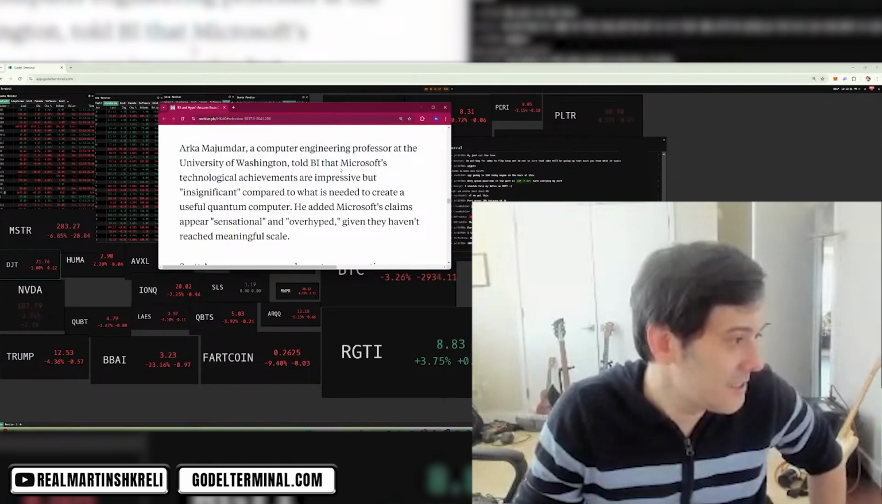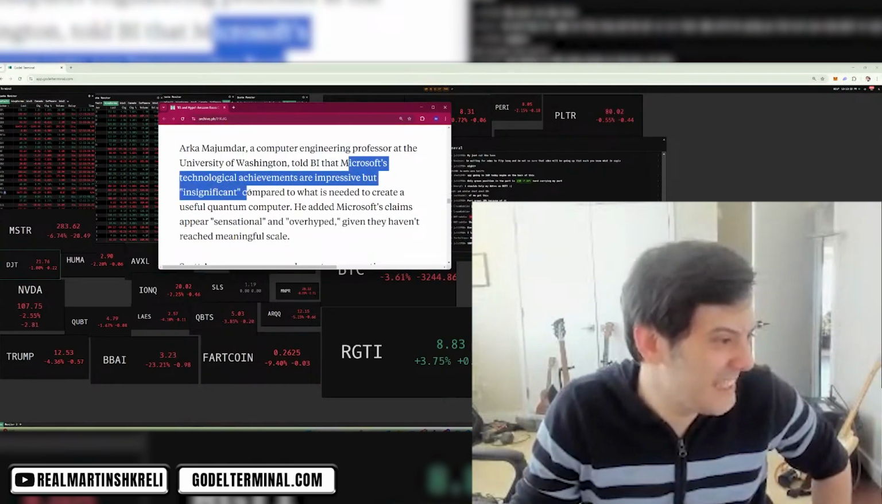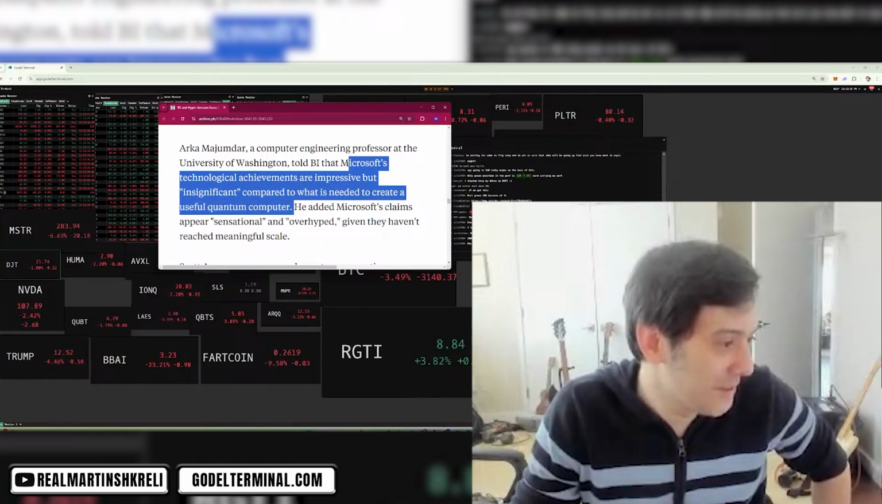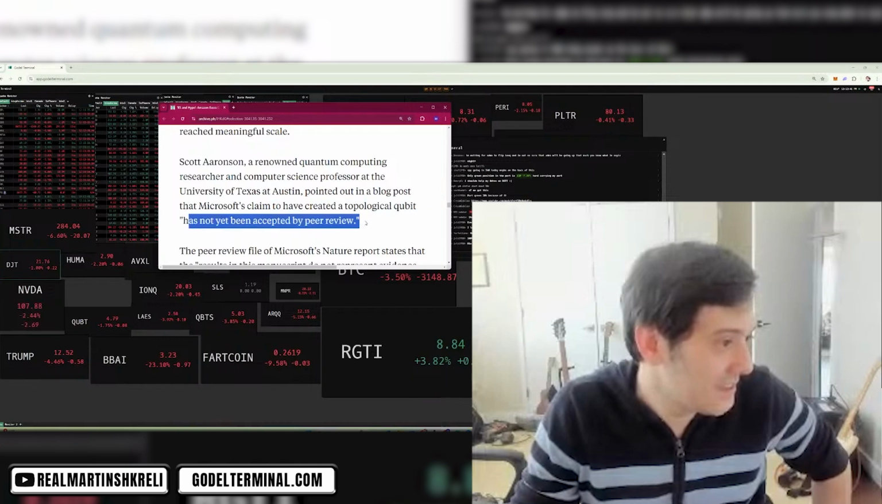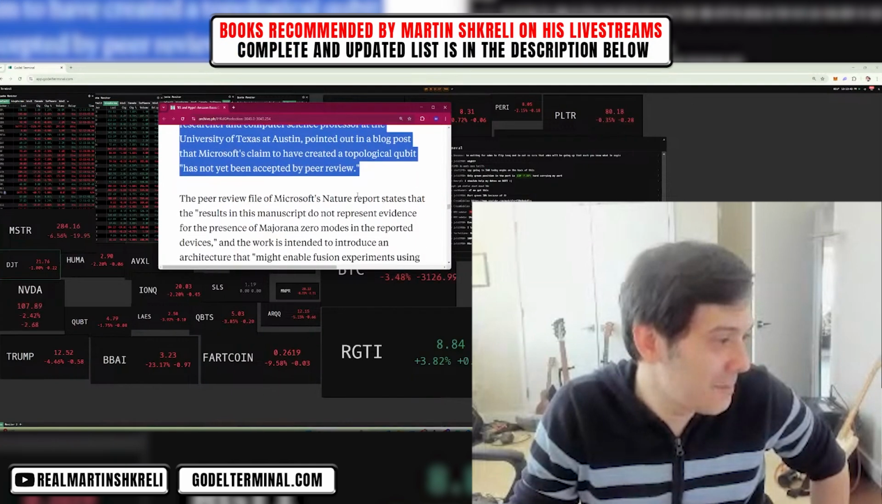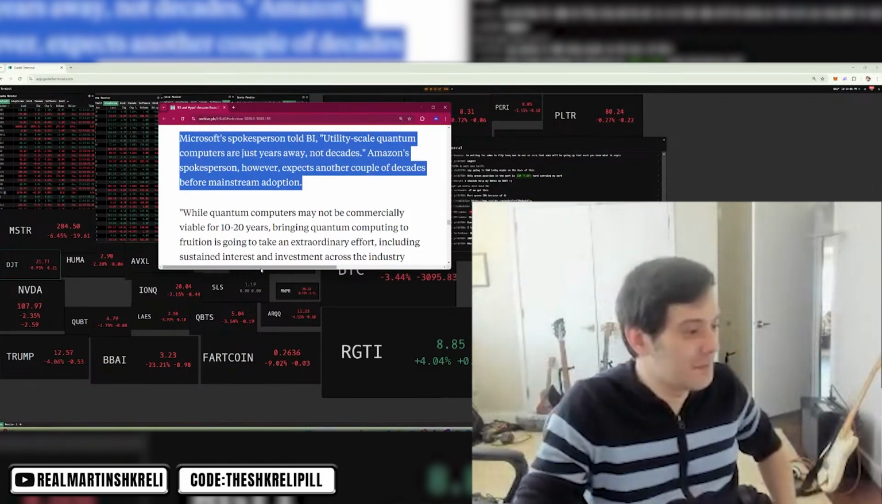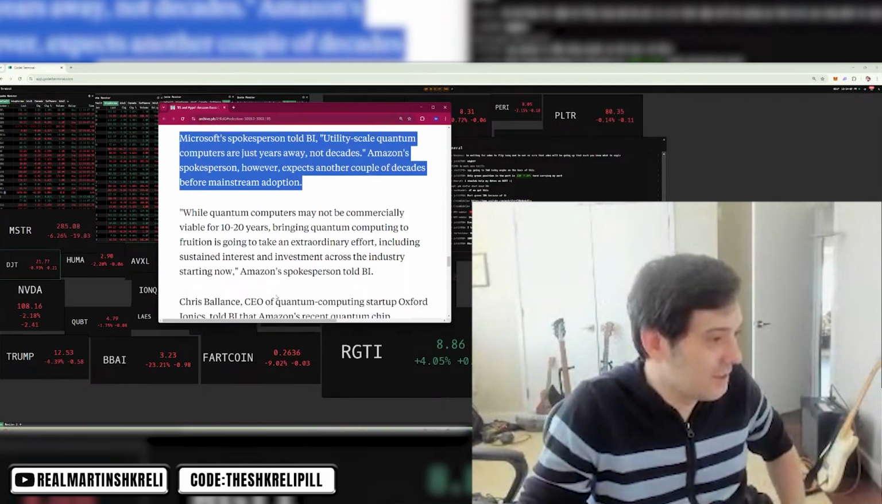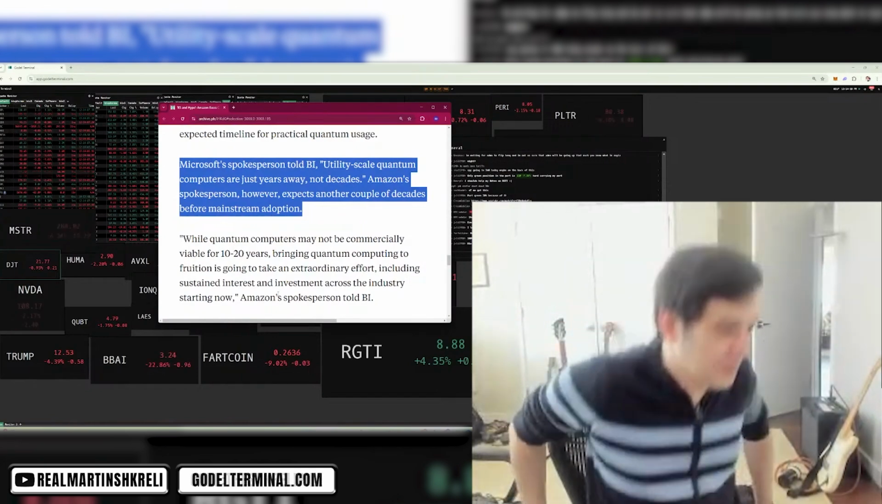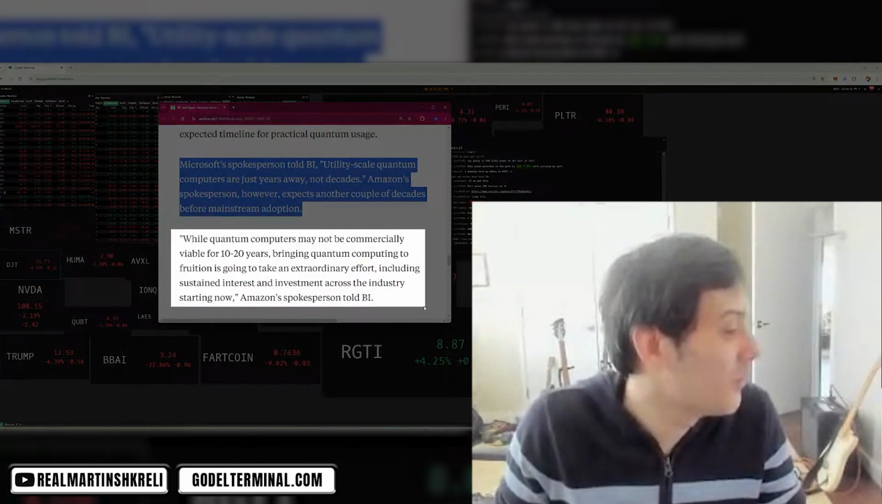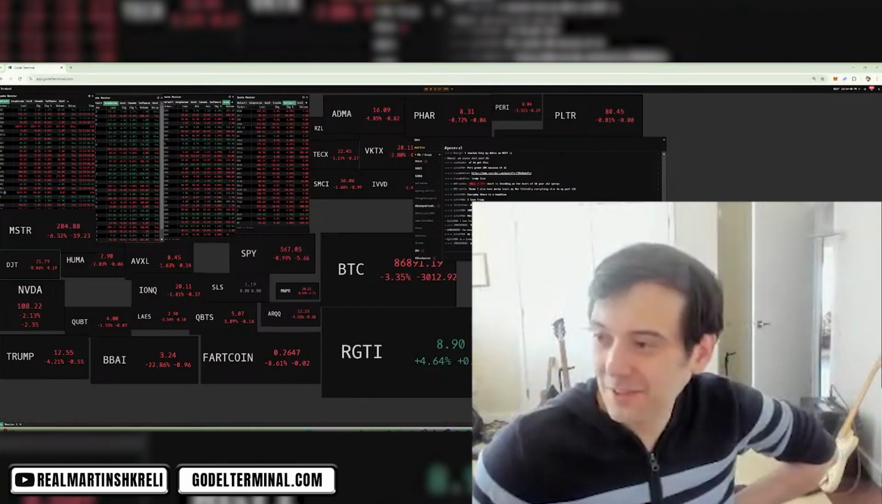He said Microsoft's technological achievements are impressive, but insignificant compared to what is needed to create a useful quantum computer. Scott Aaronson says this paper has not been accepted by peer review. Oh, here's Amazon. Quantum computers may not be commercially viable for 10 to 20 years. Ooh. Rigetti doesn't have 500 million. Look at the balance sheet.